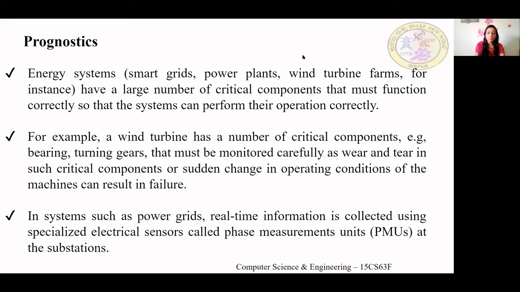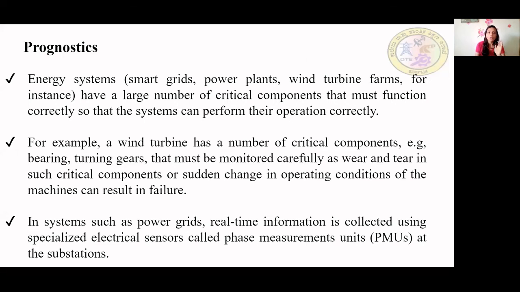What is prognostic? Just now I told you. We can know before only. Predicting about failures. Any failures we are going to predict before only. Why do we have to predict failures in the grid?